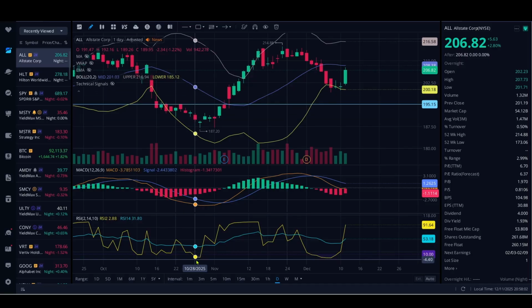And that RSI2 is below 10. It's sitting at 2.88. So that could be a potential buy using my method here. And we'll just use that closing price, and that's 189.95. So we'll just round it to 190, okay? And we'll just say that we bought 10 shares at 190.